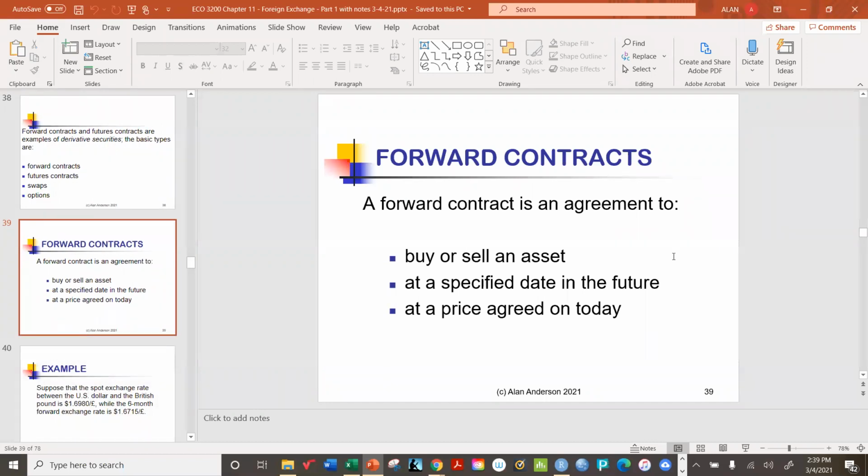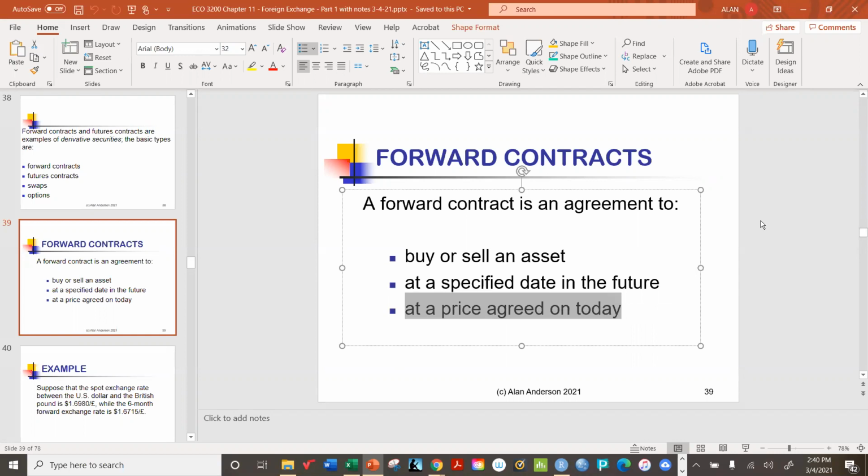The forward contract, we started to look at this. It is an agreement to either buy or sell an asset at a specified date in the future at a price that's agreed on today. And that's the whole reason why we like these so much, because we can lock in a price at which we can either buy or sell a currency in the future without any transactions taking place today. In other words, if I know, for example, that I'll need to buy pounds in the future, I can enter into one of these contracts and lock in today the price at which I'll be able to buy them. In a way, it's like an insurance policy. It prevents the price from going up in the future, although at the same time, it also prevents me from saving money if the price goes down.